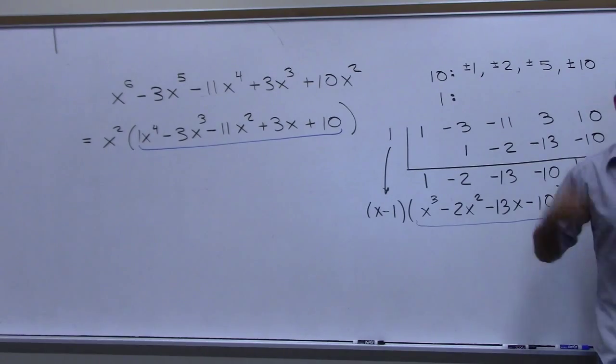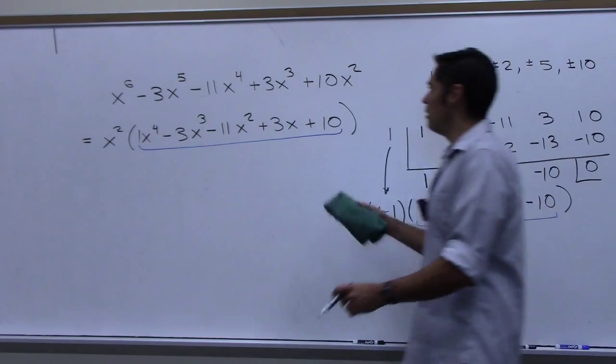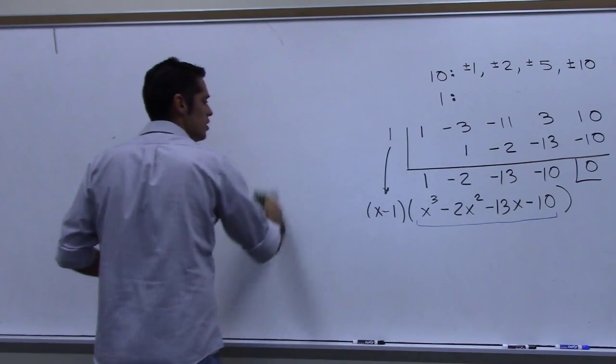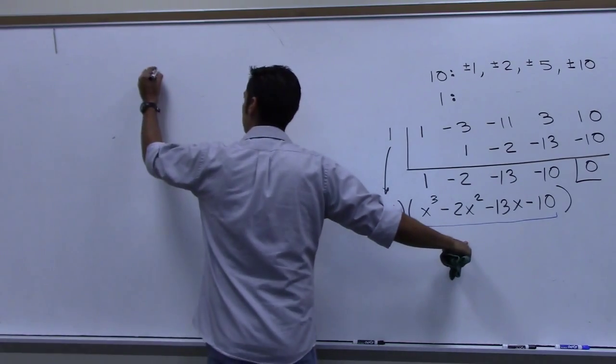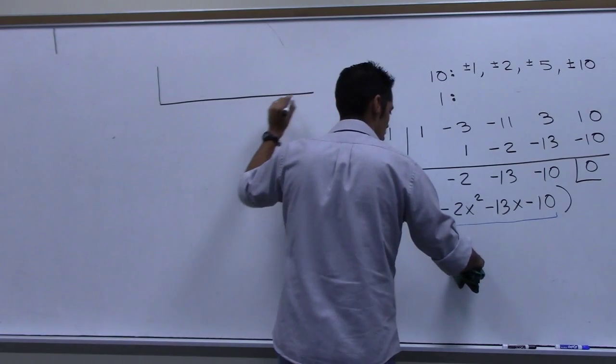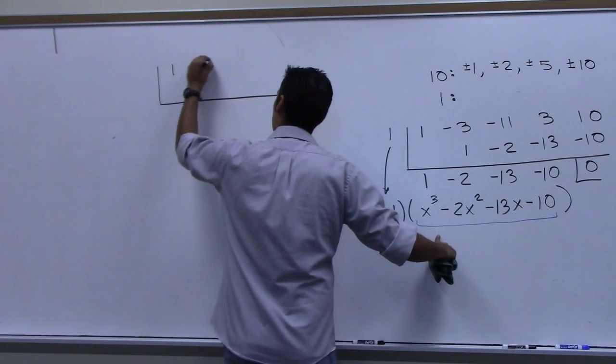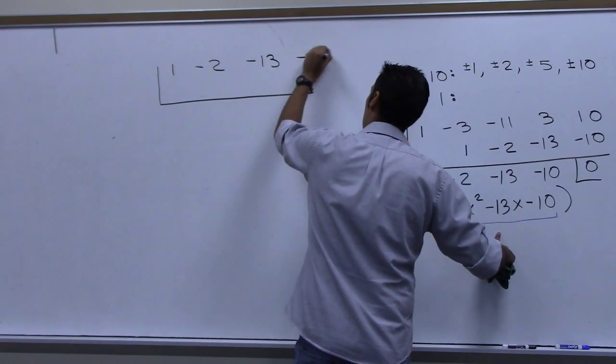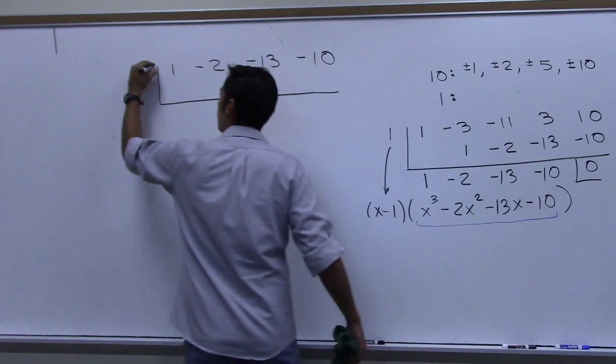So I'm going to continue. Do you all understand? I'm going to continue now. I need to erase this. I'm going to continue synthetic division on this piece here, which is now 1, -2, -13, -10, and I'm going to use 1 again.